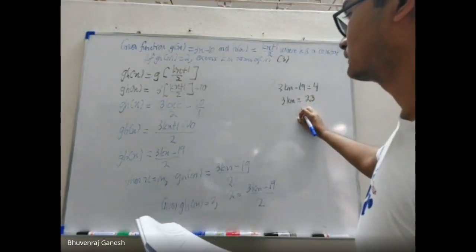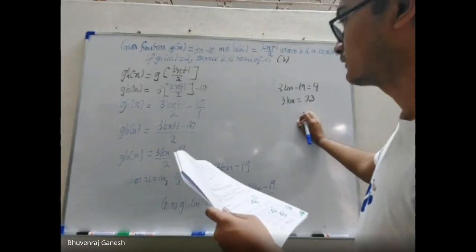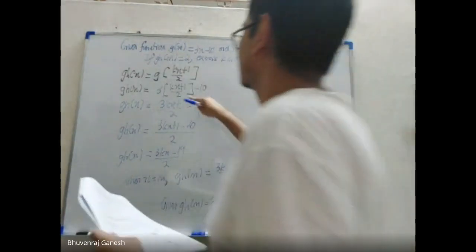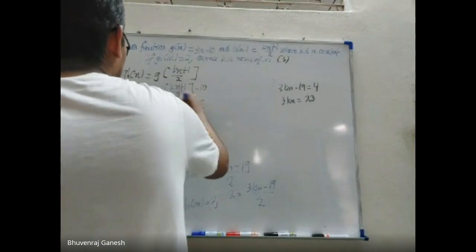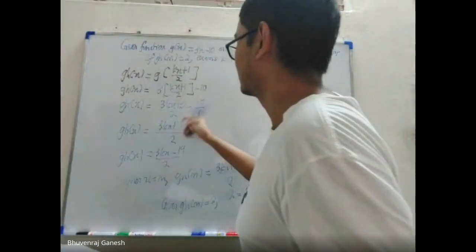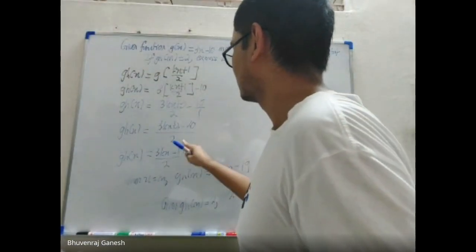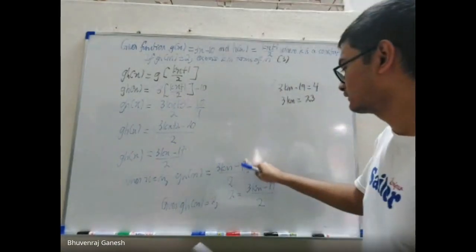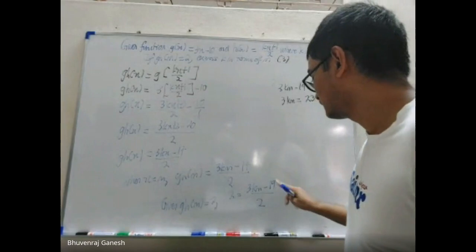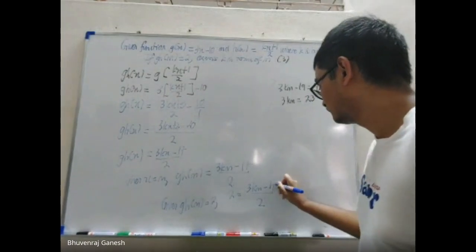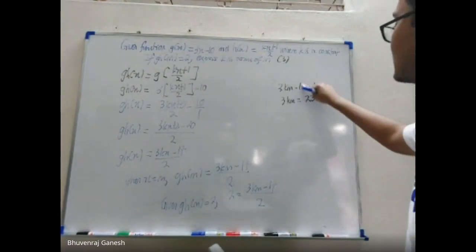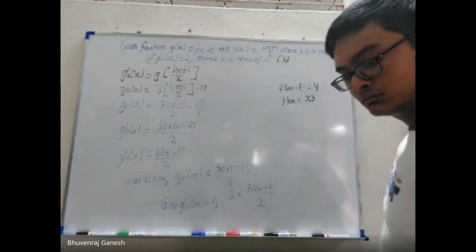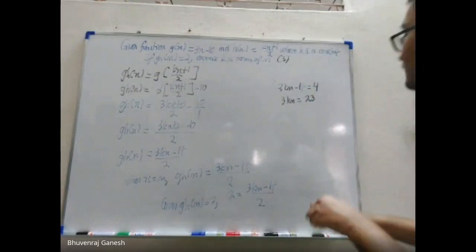Wait, here is 3k. Oh, here, sorry, this is 3. When you expand, you get 3. So be careful when you do expansion also. So you'll get minus 17. So here is 17. Here is 17. And then here also will be 17. So then you will get 3km is 21.